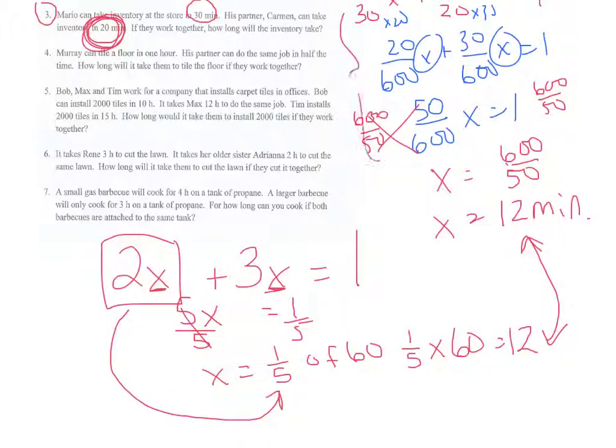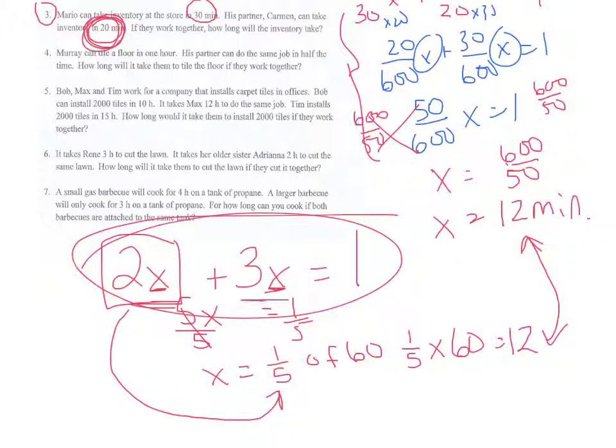This way is kind of the same for each one. This way is if you understand a little bit better. It's essentially how much can you do in an hour, how much of the job can you get done in a certain time frame. You set them equal to each other, add them up, and you figure out how much they can do in 1 hour, or the whole job. And hopefully that will work out for you.